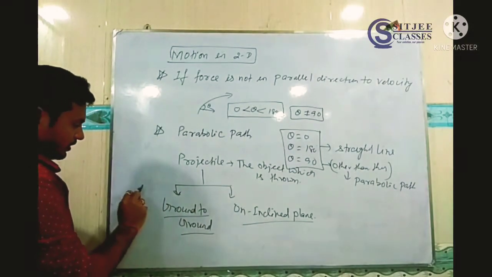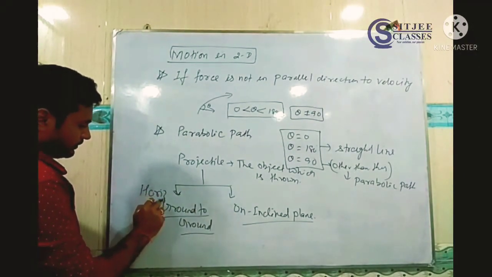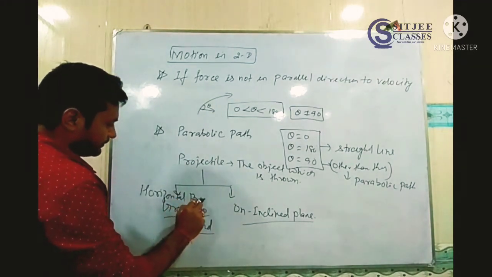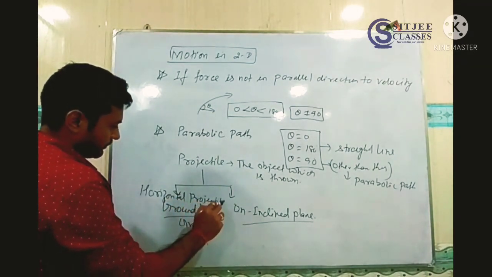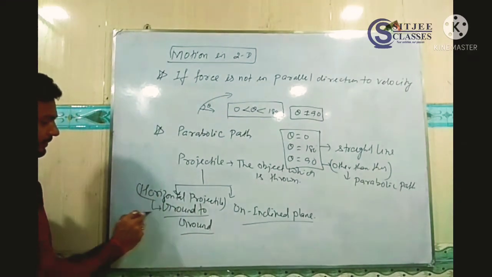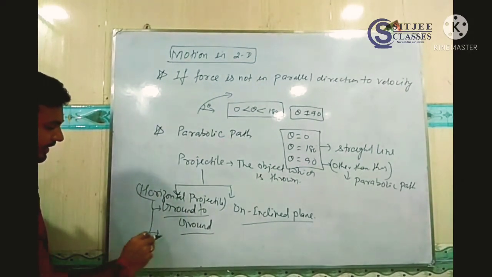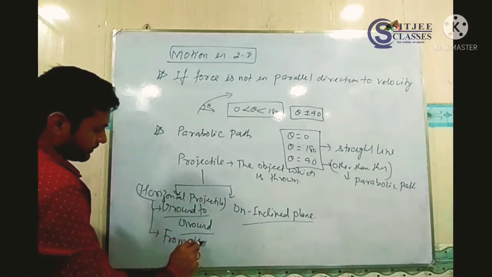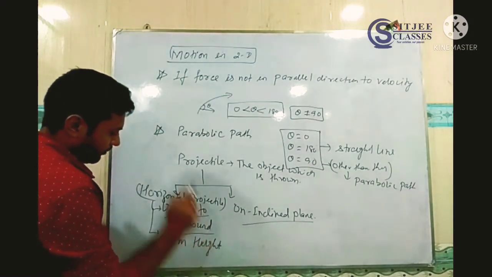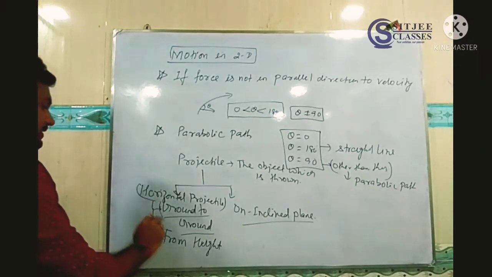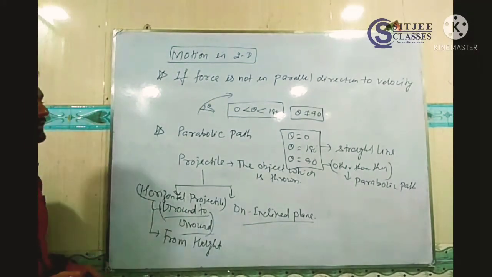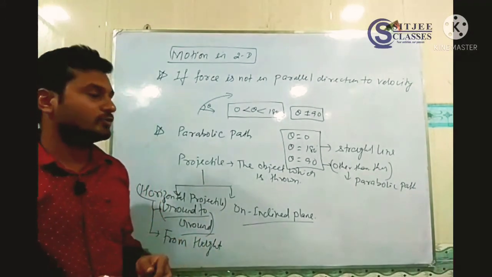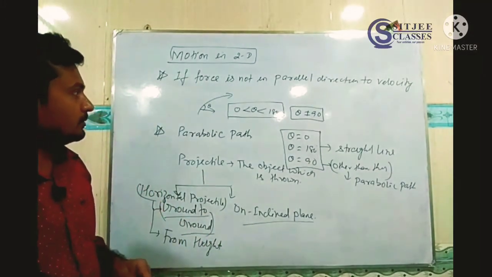Ground to ground comes under horizontal projectile. Horizontal projectile can be ground to ground, or it can be from height. So first of all, we will see ground to ground projectile. In this, a lot of terms have to be known, then only you will be able to understand this topic. So you can copy this.